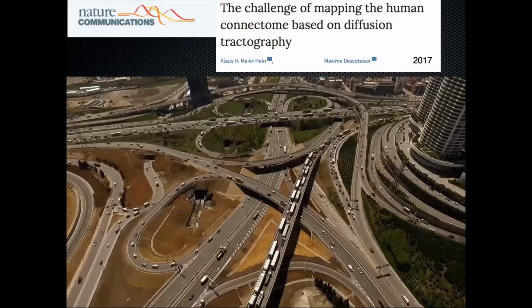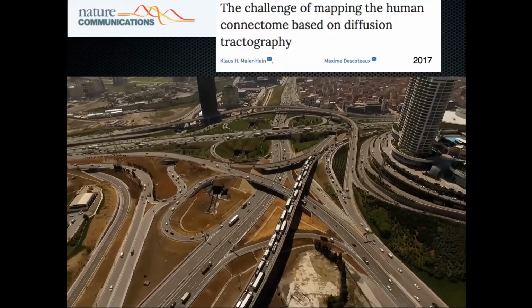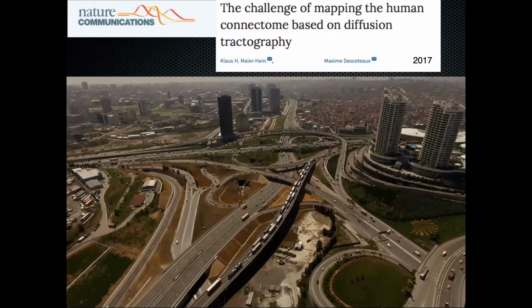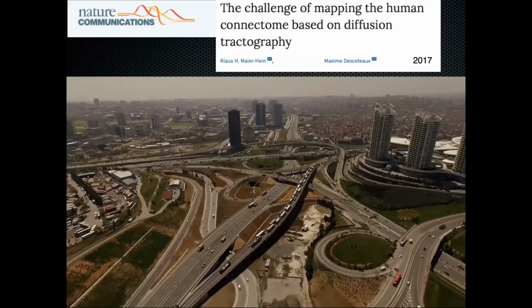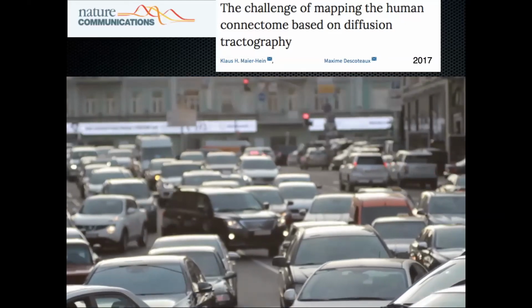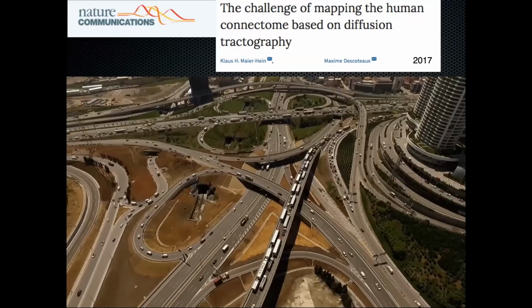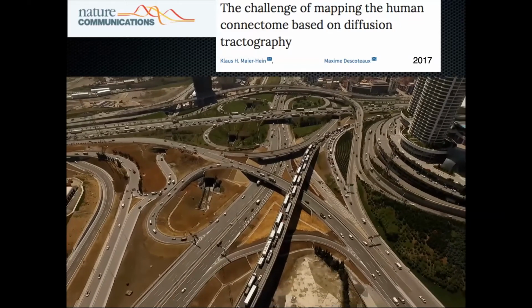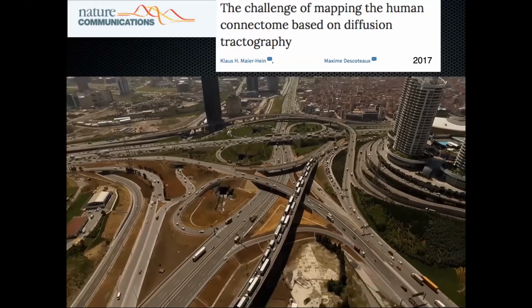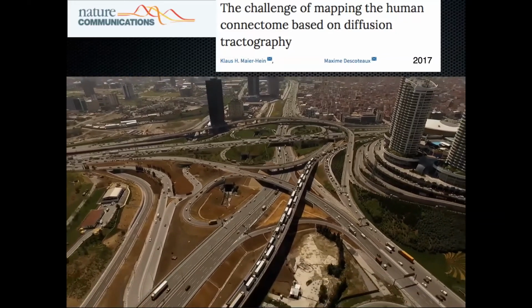Now, a few years ago, we co-authored a very nice paper. If you're interested in tractography and connectomics, I would definitely recommend reading this paper about the challenges of mapping the human connectome with tractography with current technology. So it's not a solved problem. It's a very difficult, ill-posed problem.